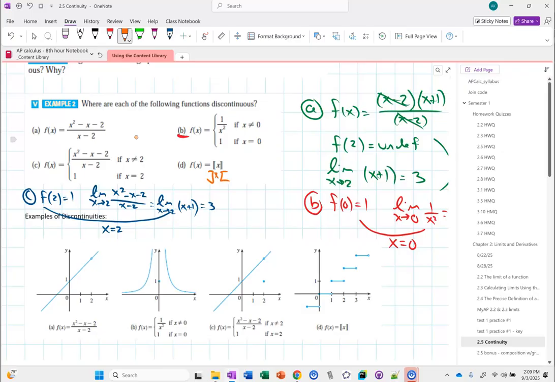Are there discontinuities on that? How many? Infinitely many. Can we predict where they happen? Every integer value of x, right? There'll be a discontinuity at 0, 1, 2, 3, 4, -1, -2, -3, etc. So we would just say that.